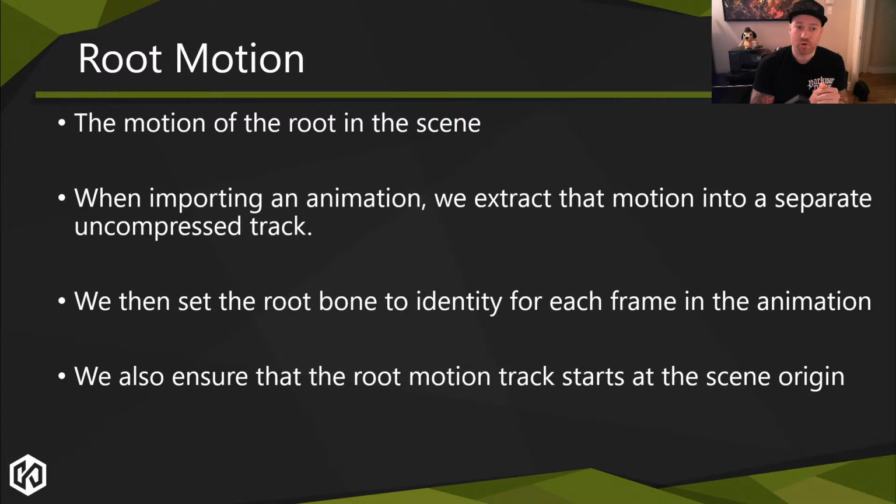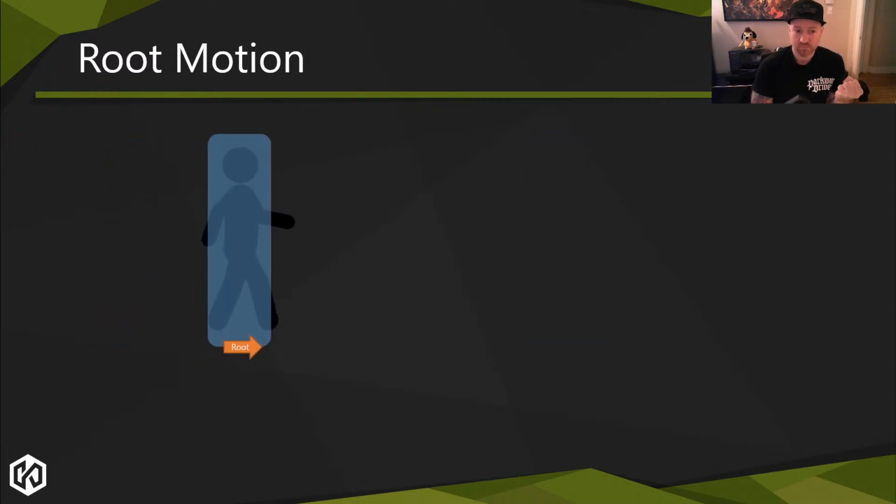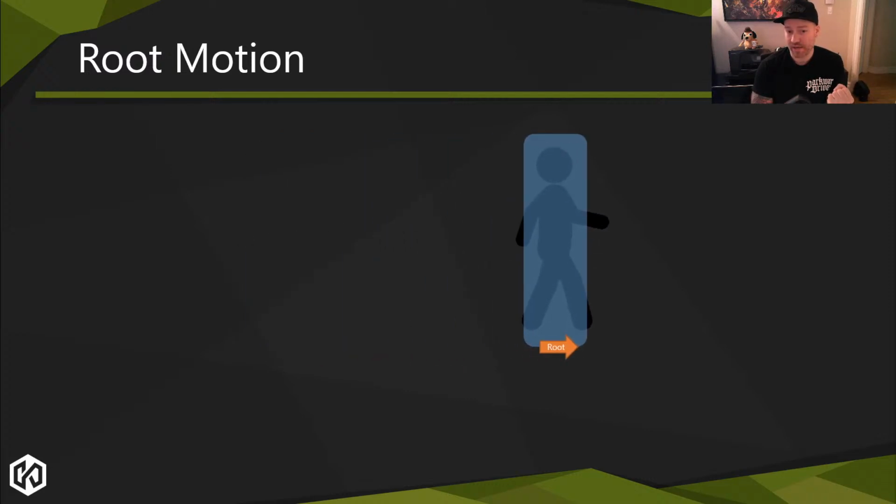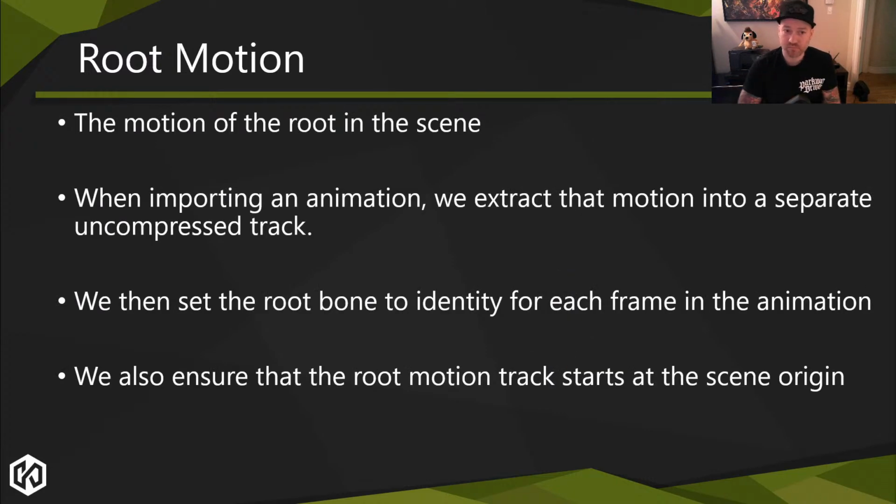What we generally do with the root motion is, in this example here, this means that the animator, every frame when he made a keyframe, he put that root where he thinks it should be. And then as the animation plays, the root also moves with the character. When we import an animation, what we end up doing is we extract that motion out into a separate track. We basically strip it out of the root, and then we set the root bone to identity for every frame in the animation so that the character is always relative to the origin. It's basically like we're counter animating it.